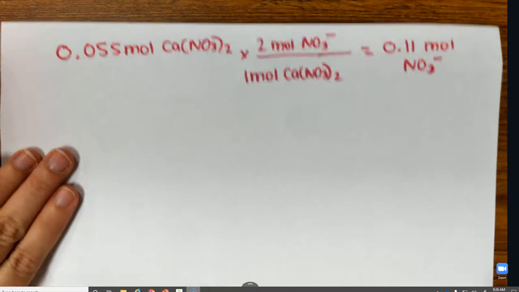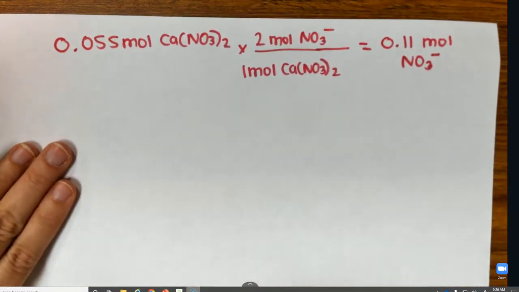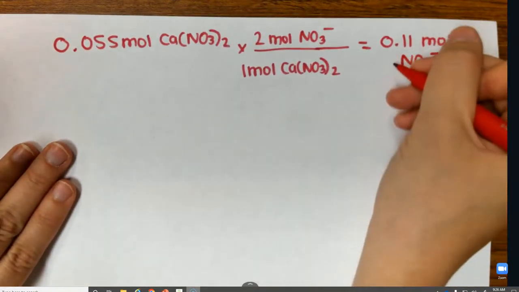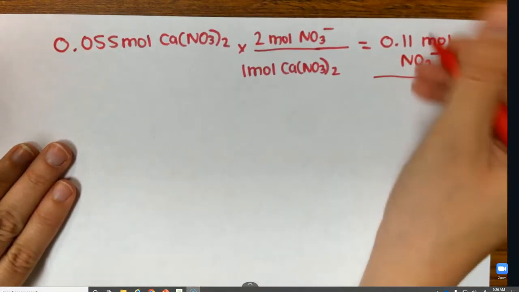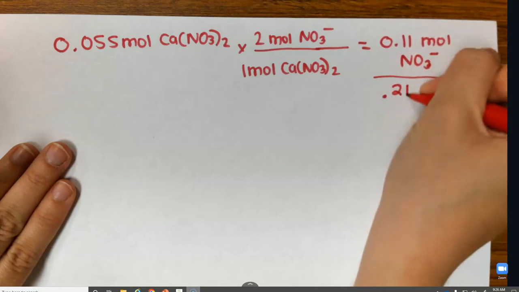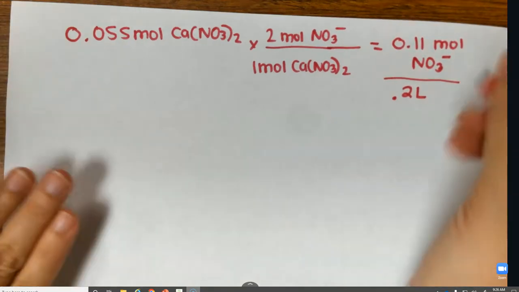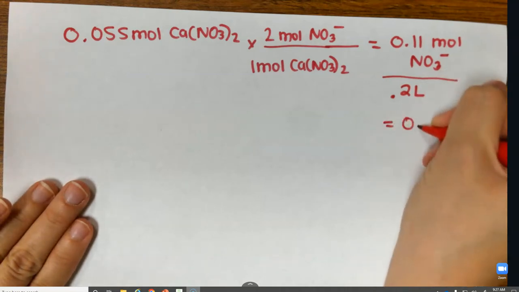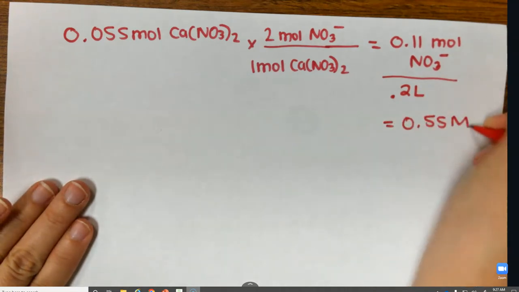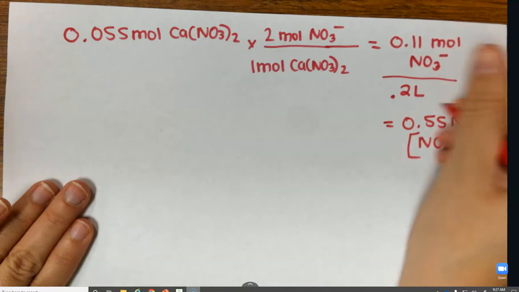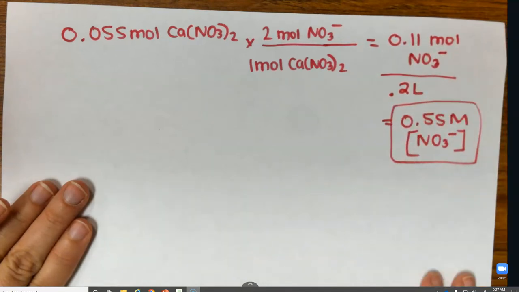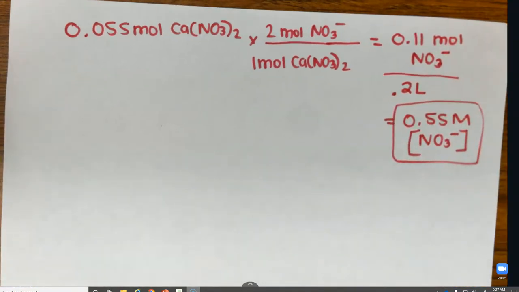Because it's a spectator ion, the amount of moles that we start with equals the amount of moles that we end with. And to get the molarity, we just need to divide that by the final or the total volume, which was, again, 0.2 liters, so you end up with 0.55 molar for your nitrate ion concentration at the end. So those were our spectator ions.